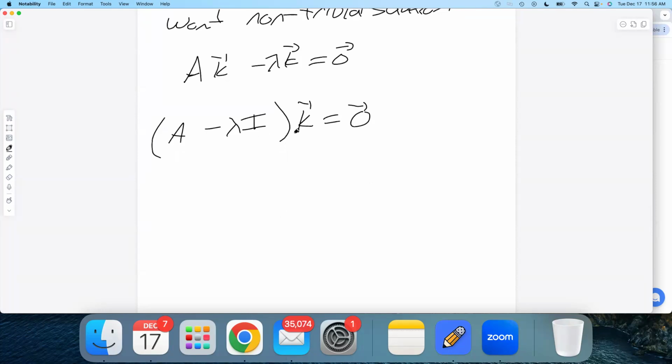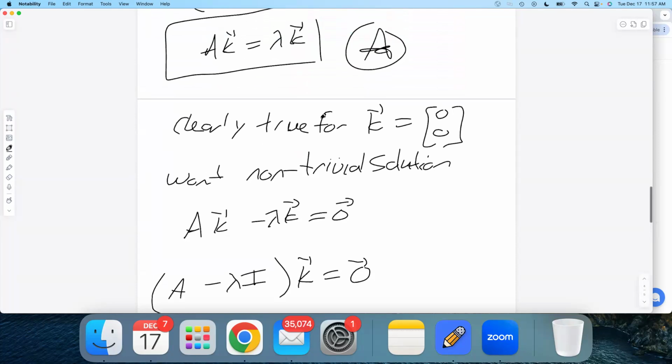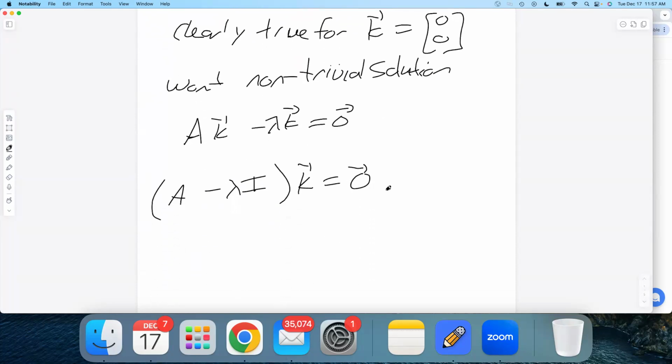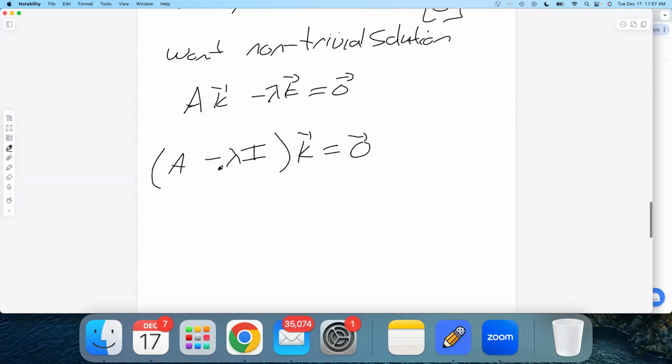It's possible to have two things multiply to be 0 without one of them being 0. Now, we could have k equals 0. We already talked about that. If k is the 0 vector, this is clearly true, but that's boring. That's the trivial solution. So what we want instead is, like I just said, this new matrix times this vector to equal 0 without either of these guys being 0.